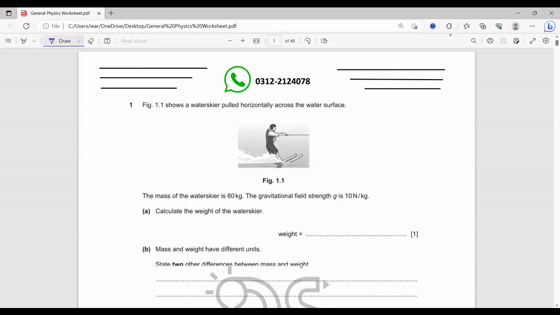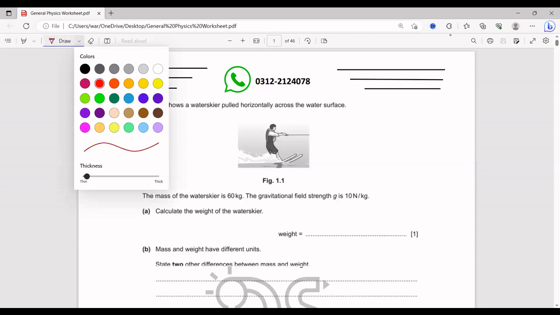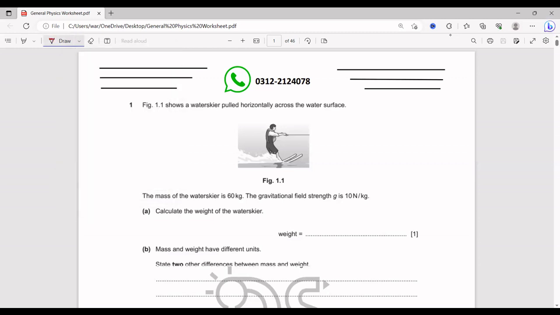Now, the very first question. In the first question, figure 1.1 shows a water skier pulled horizontally across a water surface. The mass of the water skier is 60 kg. The mass is given to you, and the gravitational field strength is 10 newtons per kg. From now on, the value of g is 9.8 newtons per kg, but 10 newtons per kg is given to you in the question, so we have to use this value. Now, calculate the weight of the water skier.